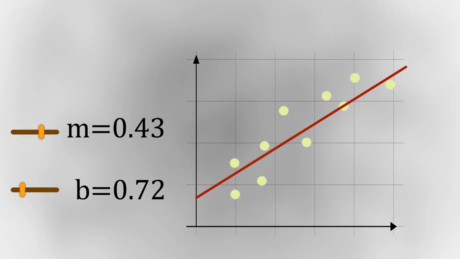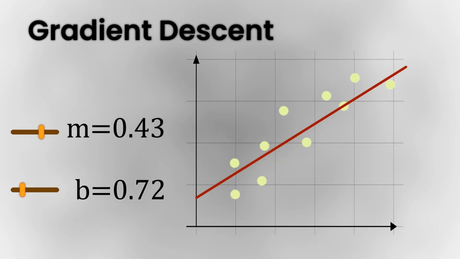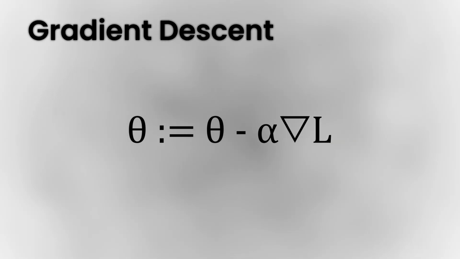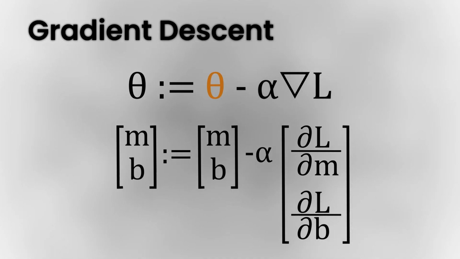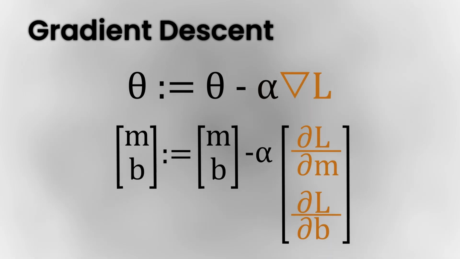By the way, this entire process we've been walking through is called gradient descent. If you look up the definition, you might see something like this, which is basically the same thing we've been doing, but using vectors. Notice that this term theta includes both of our parameters, and this gradient is made up of the partial derivatives we calculated earlier.